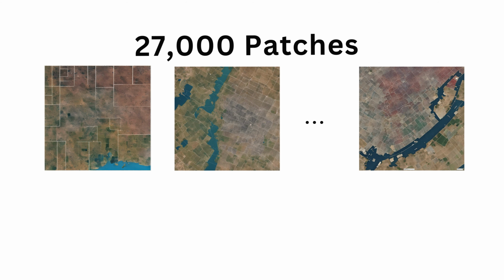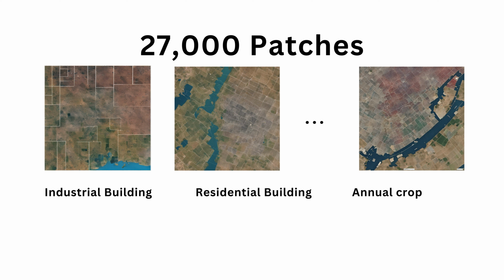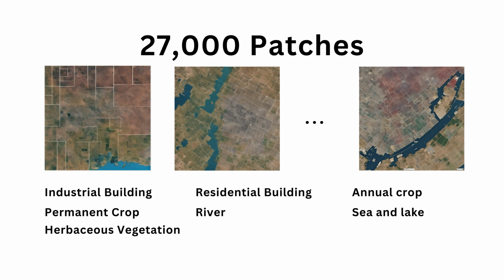The dataset comprises 27,000 image patches across 10 classes, including industrial buildings, residential buildings, annual crops, permanent crops, rivers, sea and lakes, herbaceous vegetation, highways, pastures, and forests. You can access the EuroSat dataset using the link provided in the description.